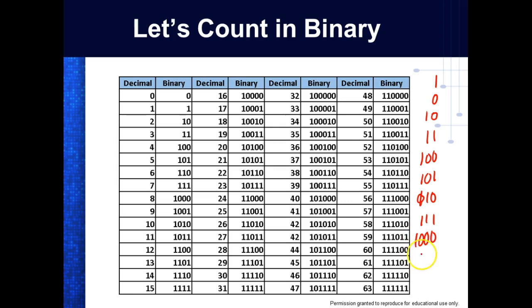You understand? Then my next one would be what? 1, 0, 0, 0, right? Then I'd go 1, 0, 0, 1. Then I'd go 1, 0, 1, 0. Then I'd go 1, 0, 1, 1. And then I'd go 1, 1, 0, 0. And then I'd go what? 1, 1, 0, 1. Then I'd go 1, 1, 1, 0. And I'd go 1, 1, 1, 1. I run out of combinations. What do I do? Add a 0.